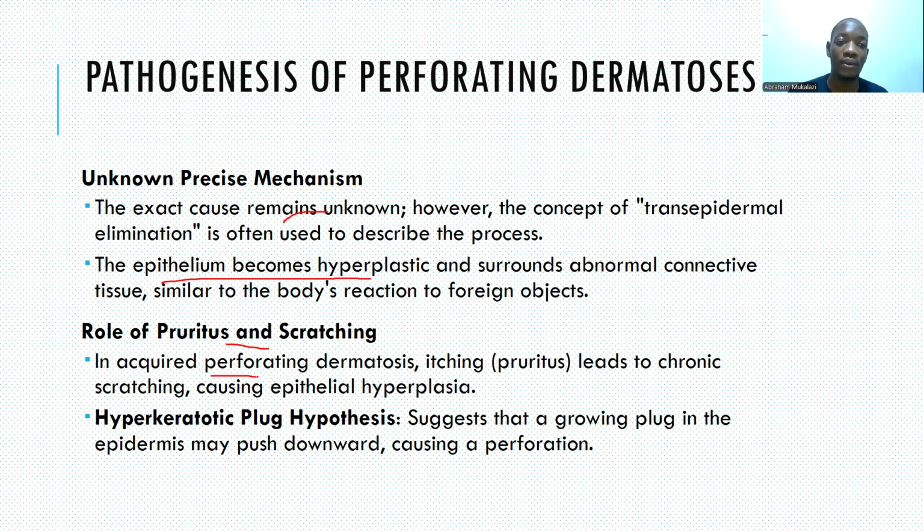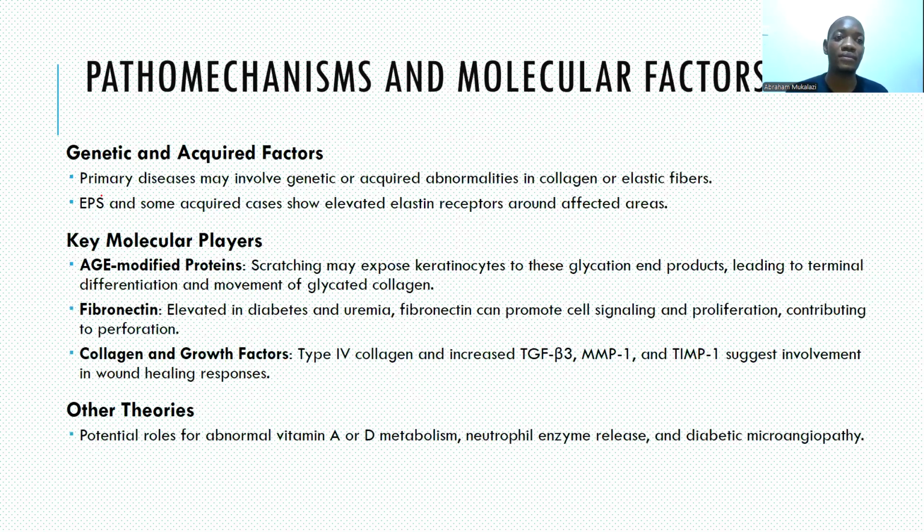Then there's also the theory called the hyperkeratotic plug hypothesis. This one suggests that a growing plug in the epidermis can push outwards to cause a perforation. So the thinking is that whatever is abnormal is inside, continuously growing, and then it pushes through the upper layers to get eliminated through the skin. So these perforating dermatoses are either genetic or acquired, and the primary diseases may involve genetic or even acquired abnormalities of collagen or elastic fibers.